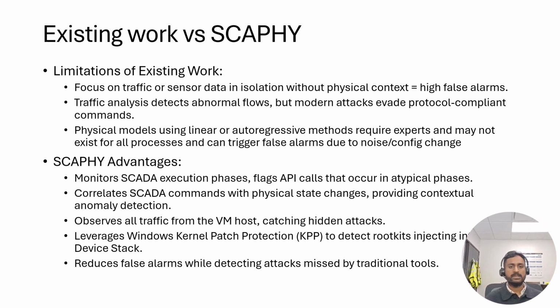Some of the limitations of the existing work are that they focus extensively on the network traffic analysis. In some cases, they also look at the physical models, but often they don't work together, which means there can be higher false positives. Traffic analysis might be able to detect abnormal flows, but they may not be able to know legitimate traffic, such as, let's say, an abnormal change of set points. Existing physical models might use linear or autoregressive methods that'll require a lot of expertise to build.